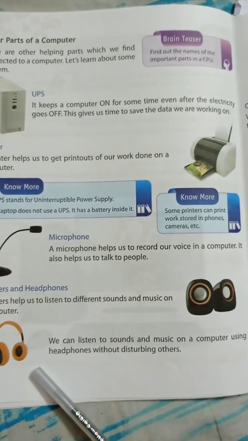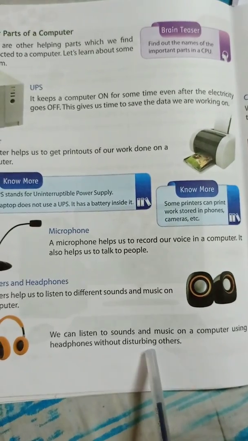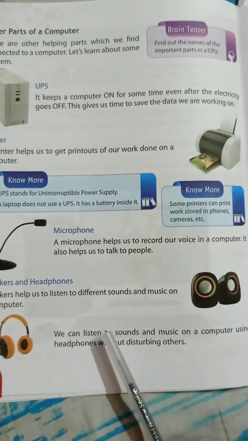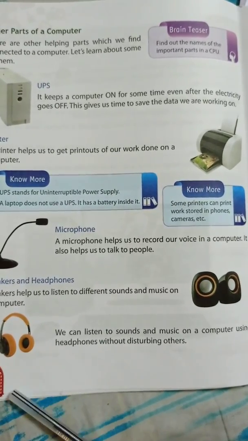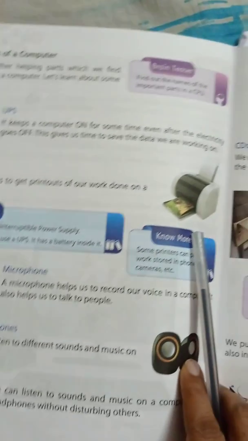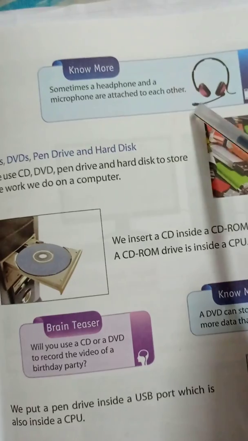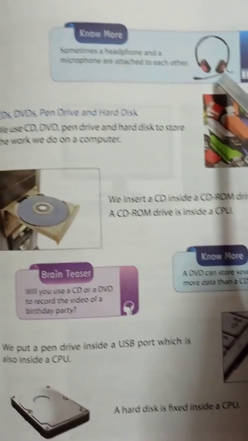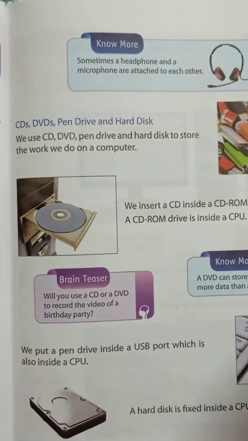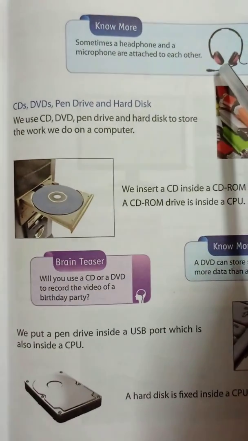We can also listen to sounds and music on a computer using headphones without disturbing others. If you want to listen to a particular song at high volume and you don't want to disturb others, you can easily listen with the help of headphones. There are a few attachments also: some headphones do have a microphone attached to them. So this kind of device has input as well as output. We use the headphone microphone as an input device, and the output we get from the headphone.